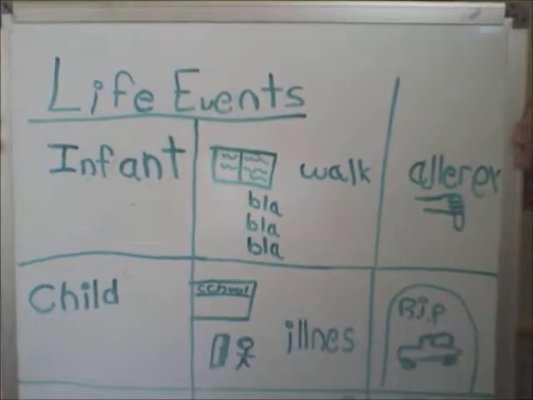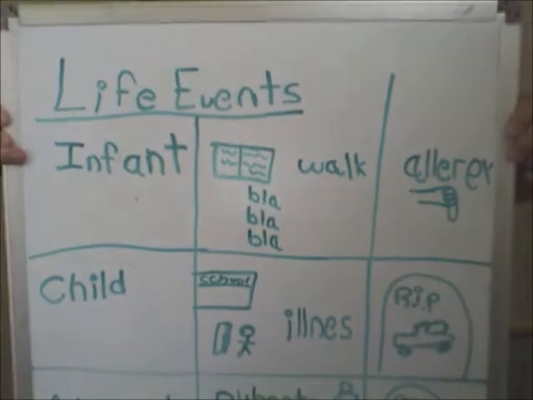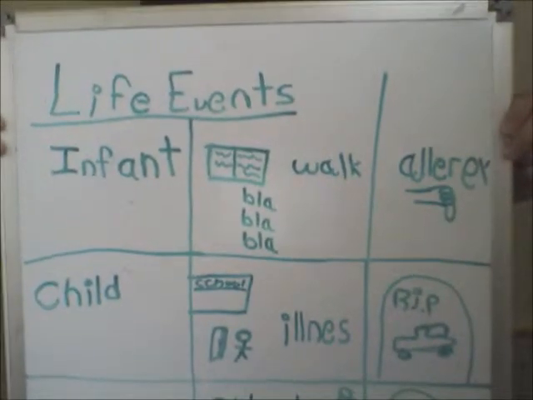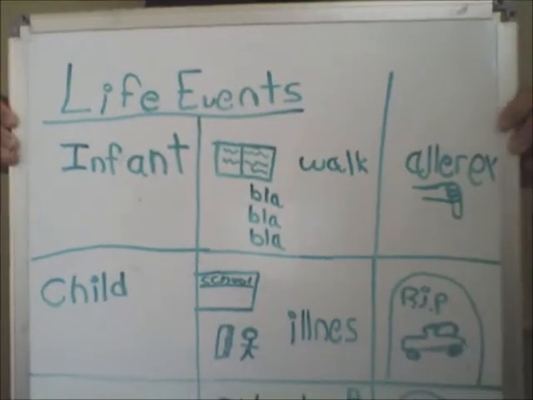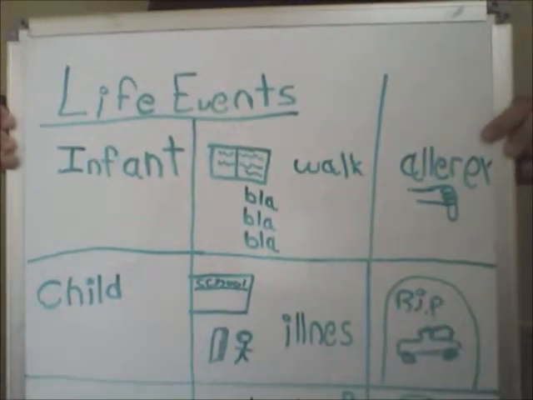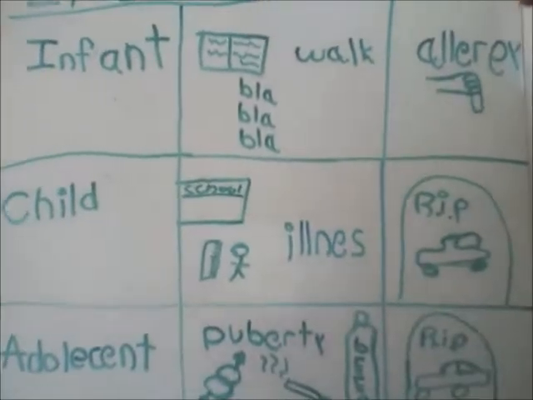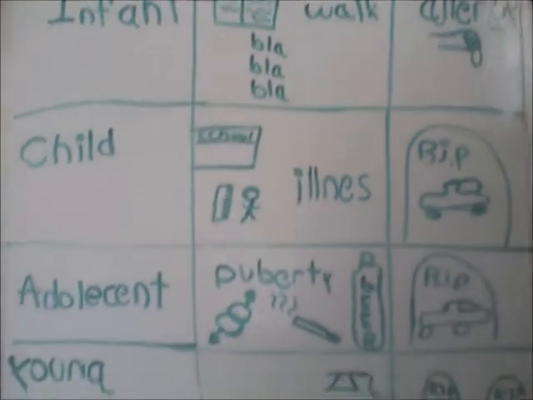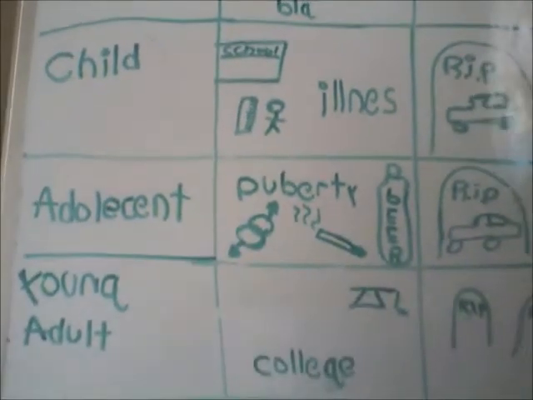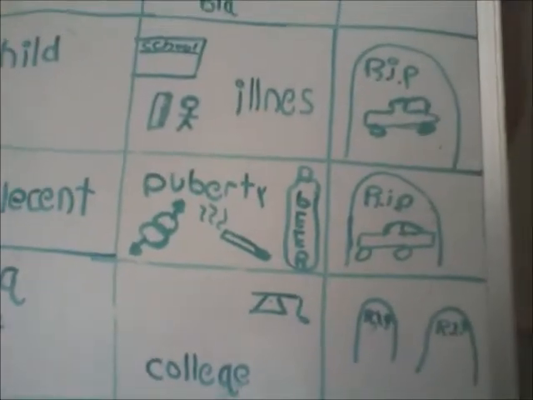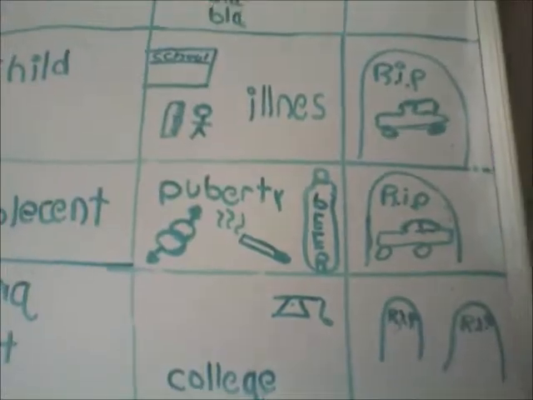Next, we have to explain the life events: the stage, the common events, and the high impact events. Infant, walk, high impact allergy. My grandfather died. A friend of mine died driving. I entered college, and my grandmother and a cousin died.